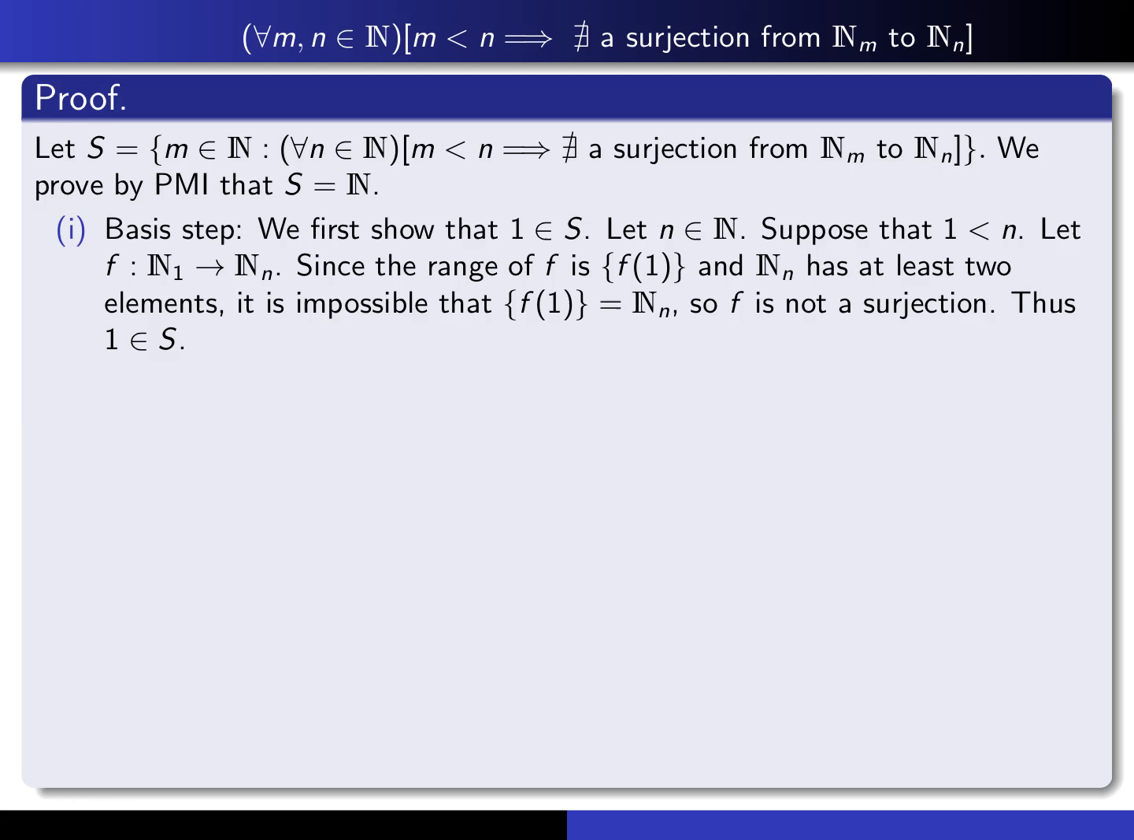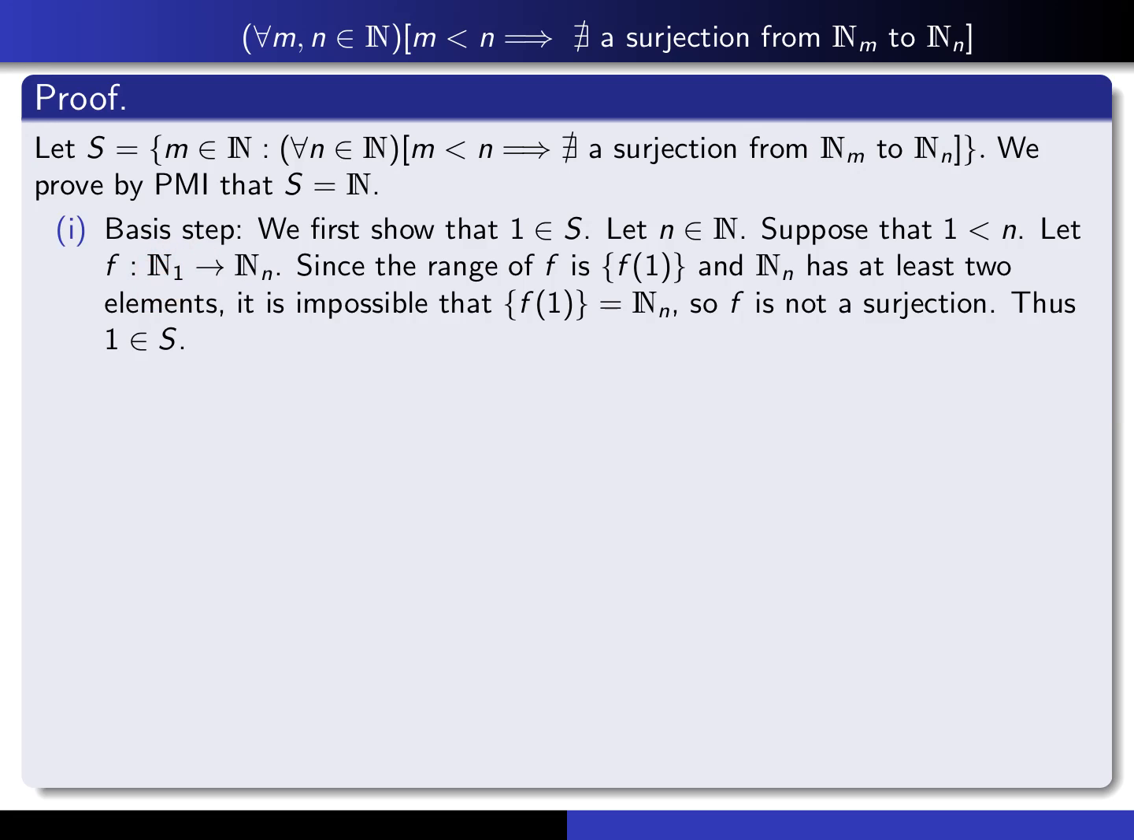So here's my proof of the basis step. We first show that 1 is an element of S. So that means we have to give ourselves an n in the natural numbers, and we have to assume that n is bigger than 1, and we have to deduce that there's no surjection from N sub 1 to N sub n. So I say let n be a natural number, suppose n is bigger than 1, and now I just simply give myself a function f from N sub 1 to N sub n, and I just have to verify that it can't possibly be a surjection.